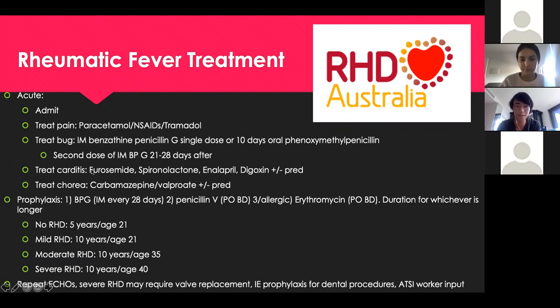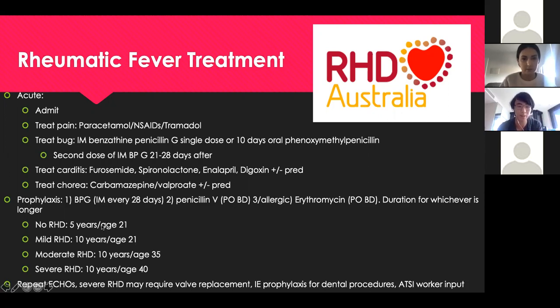If they have carditis, give them heart failure medications. If they have chorea, then carbamazepine or valproate can help. And for both carditis and chorea, since it's an inflammatory response, you can give prednisolone as well. The other thing to think about is prophylaxis. So if they have rheumatic fever, they might be at risk of getting it again. They might be at risk of getting rheumatic heart disease.